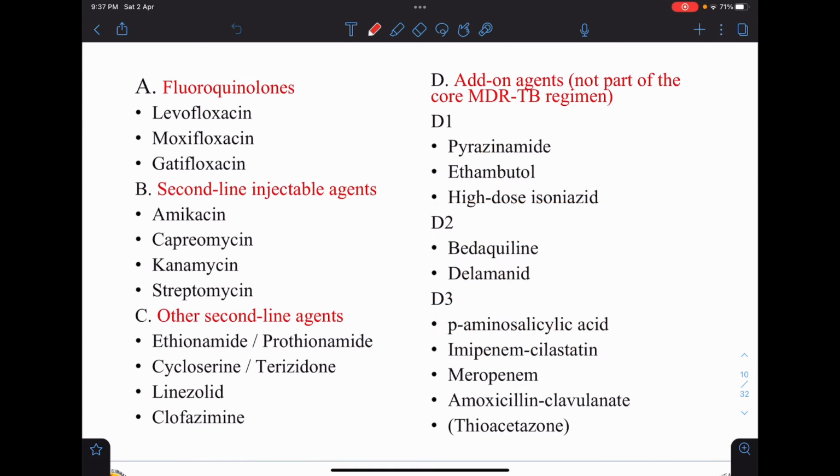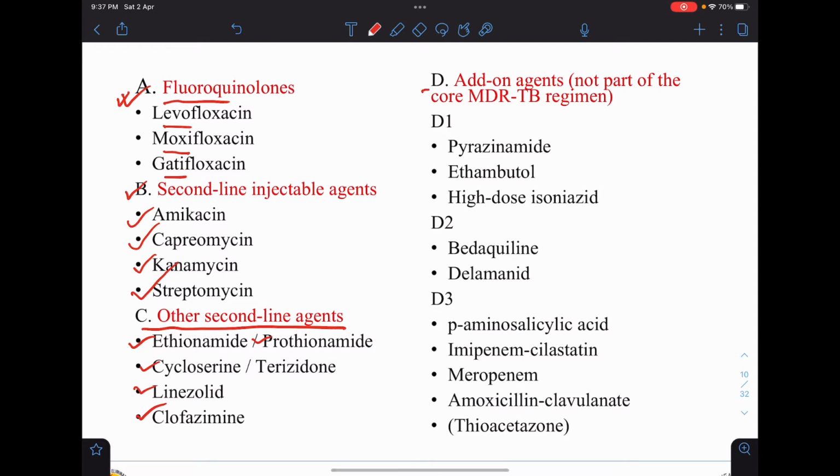Now let's talk about the drug regimen against drug resistant tuberculosis. To know about the regimen, first of all we need to know the drug grouping used for the treatment of drug resistant tuberculosis. Group A means fluoroquinolones, that contains levofloxacin, moxifloxacin, gatifloxacin. Group B is second line injectables: amikacin, capreomycin, kanamycin, streptomycin. Group C is other second line agents, which includes ethionamide, prothionamide, cycloserine or terizidone, linezolid, clofazimine.